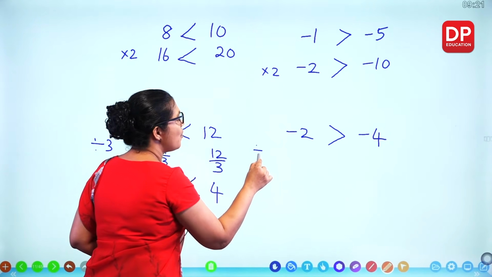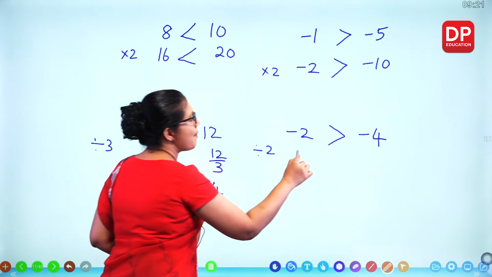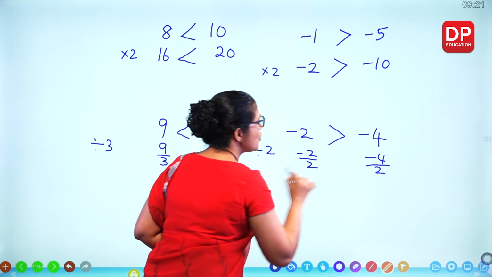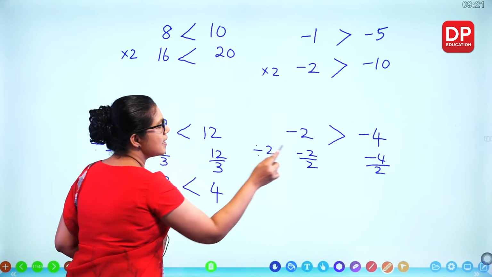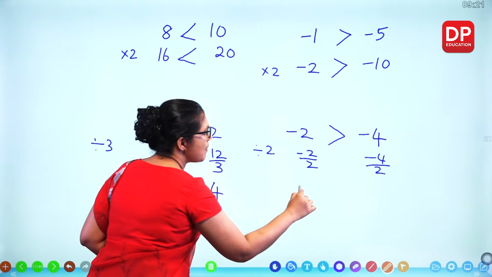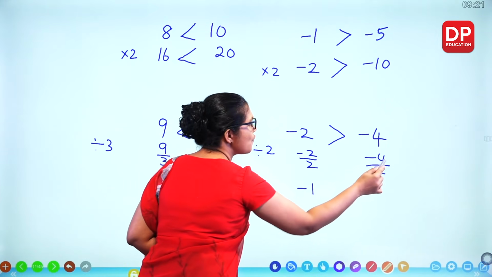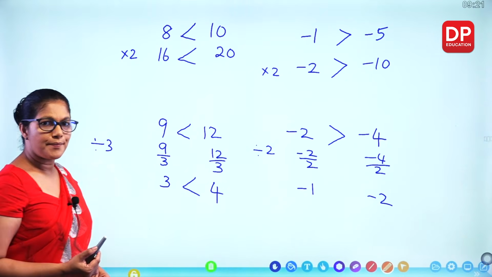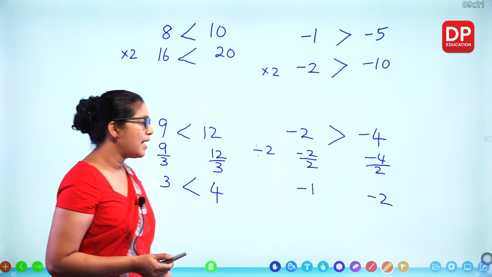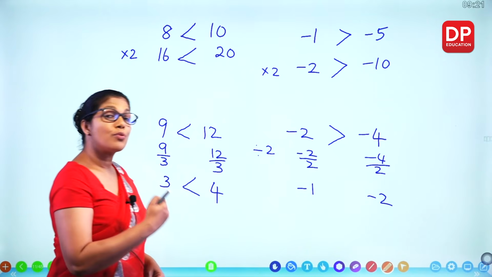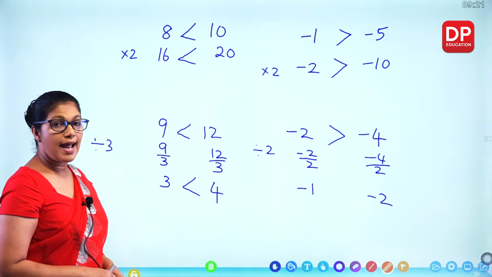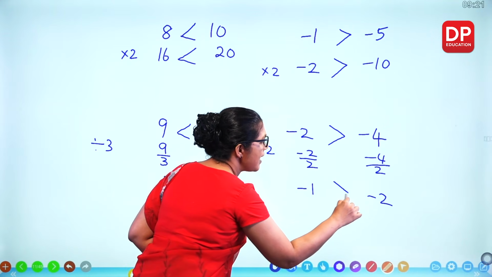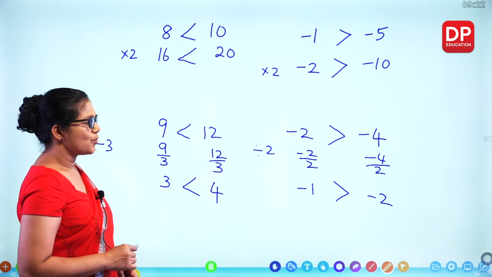I want to divide both sides by 2. Minus 2 divided by 2 and minus 4 divided by 2. So what do you get? Minus 2 divided by 2 is minus 1. Minus 4 divided by 2 is minus 2. Which one is greater? When you take the number line, minus 1 is towards the right side than minus 2. So I can say minus 1 is greater than minus 2.